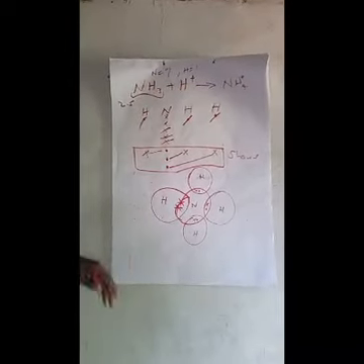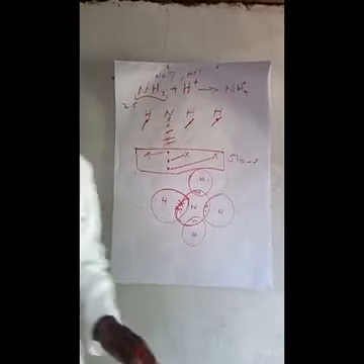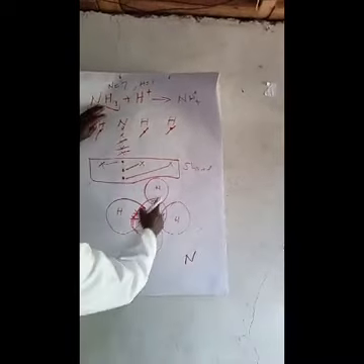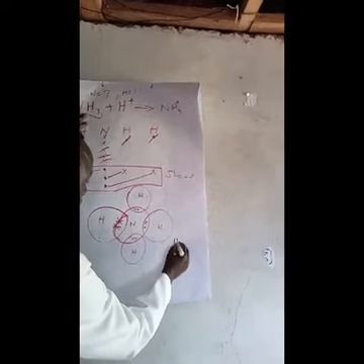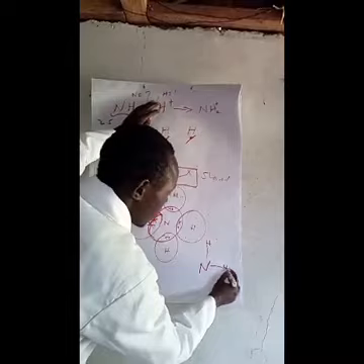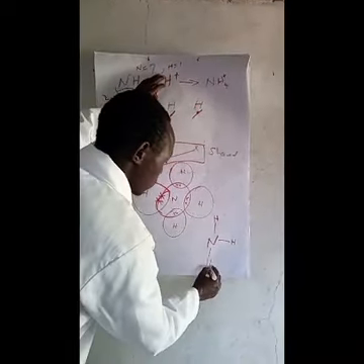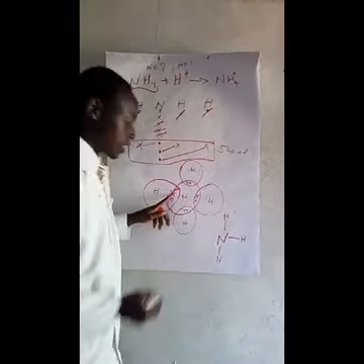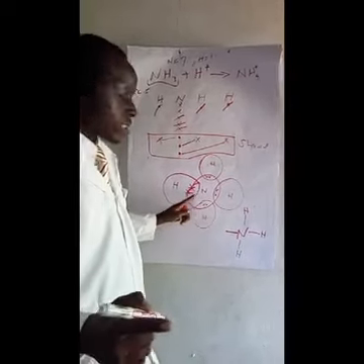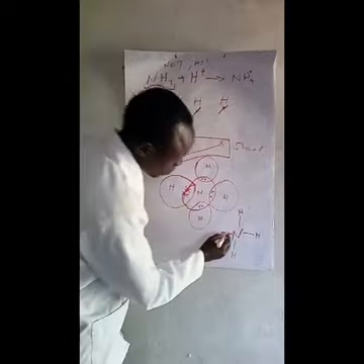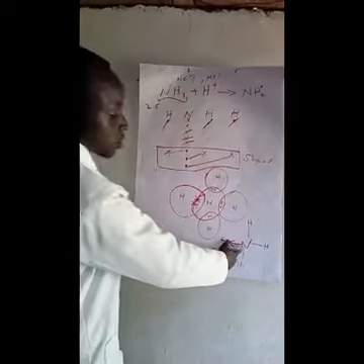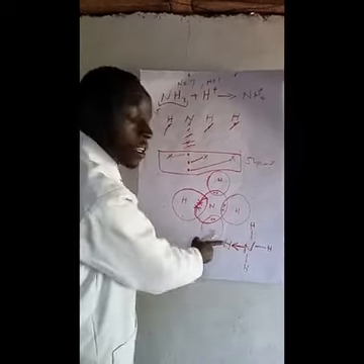Now, in our previous illustrations, we said this is nitrogen. This one is a single covalent bond, this is another single covalent bond, and this is another single covalent bond. Now, this one is a single covalent bond, but the two electrons are coming from nitrogen. So you indicate an arrow there to show that the two electrons are from nitrogen.